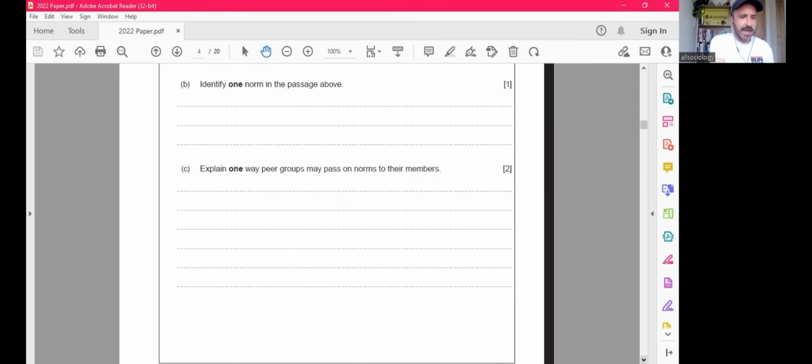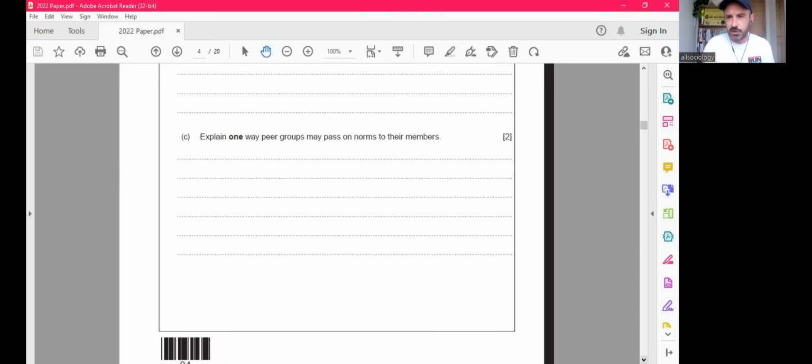Right. Explain one way that peer groups may pass on norms to their members. Now, this could be a potentially tricky question for you. You have to think here about what your friends might do to pass on particular norms. Now, there's a bunch of potential answers you could have here. You could have anything along the lines of your peers being role models and you imitating their behavior.